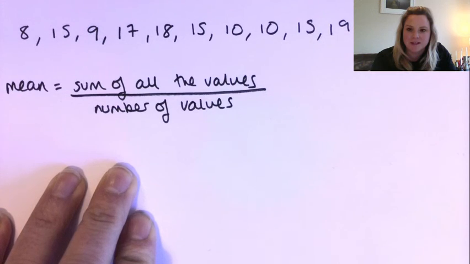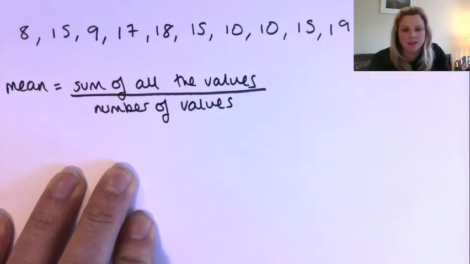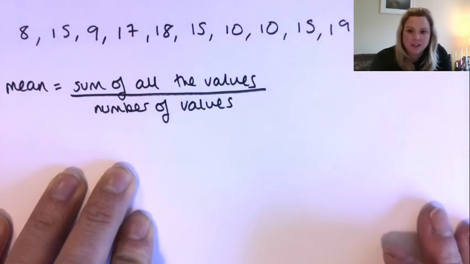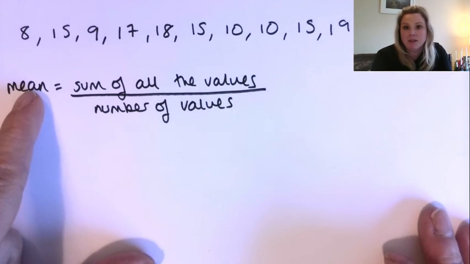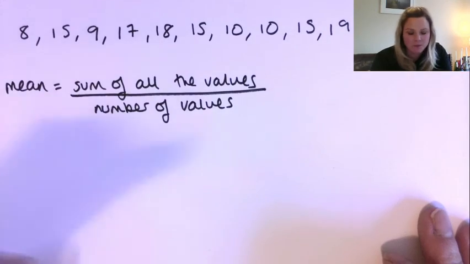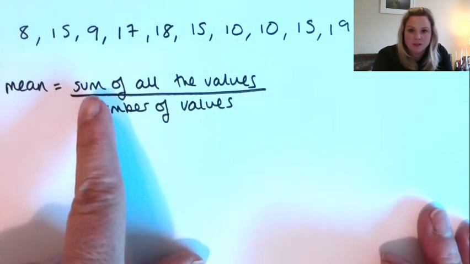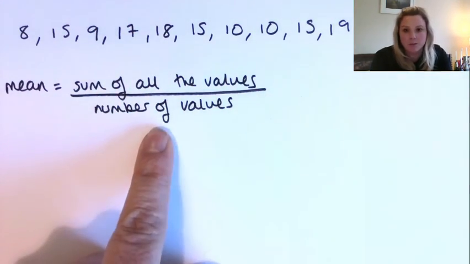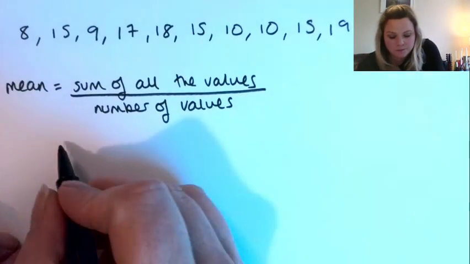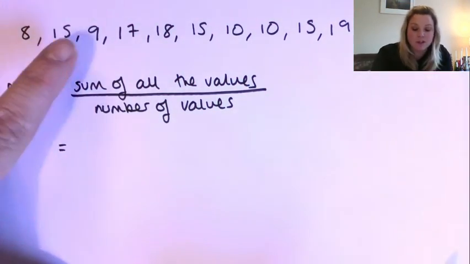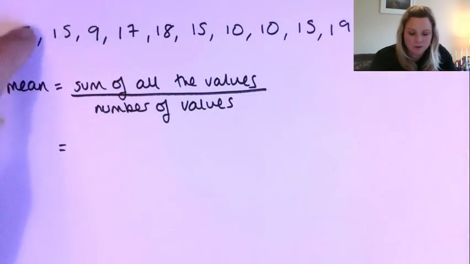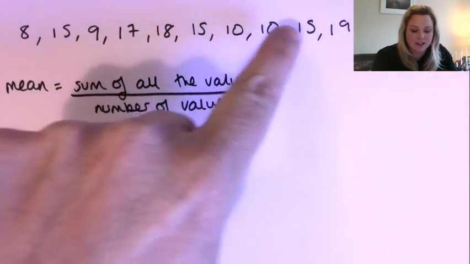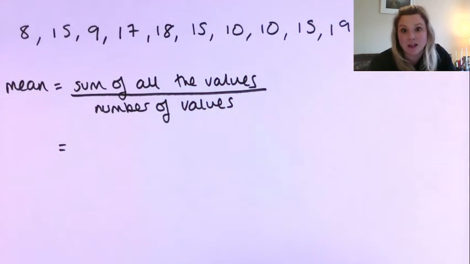Right, so I've written this here. This isn't how I'll always write it. In fact, whenever we get onto our new stuff, you'll see how I'm more likely to write this. But basically, to find the mean average, just the mean, you add up all the numbers, so that's the sum of all the numbers, and then you divide by how many you have. So this is going to be 8 plus 15 plus 9 plus 17, etc, etc, etc. And then divided by 1, 2, 3, 4, 5, 6, 7, 8, 9, 10, because we've got 10 values there.